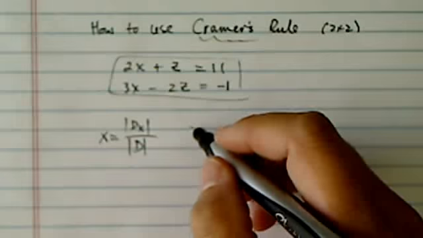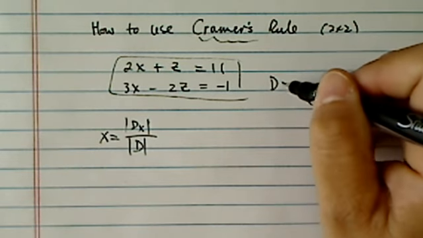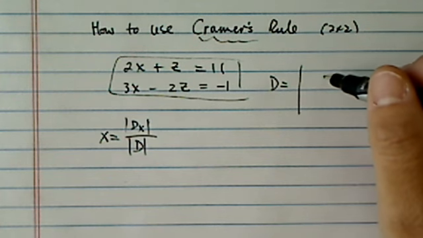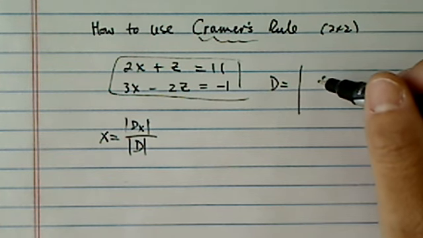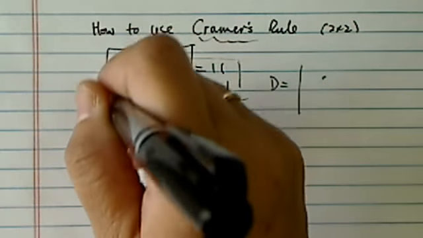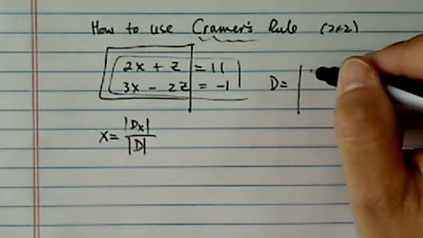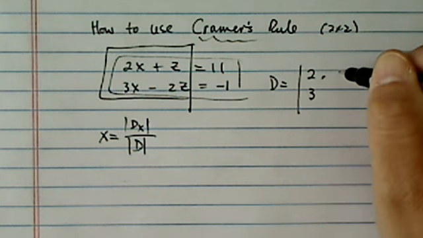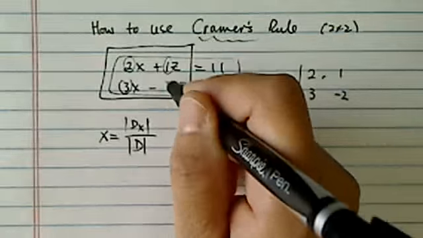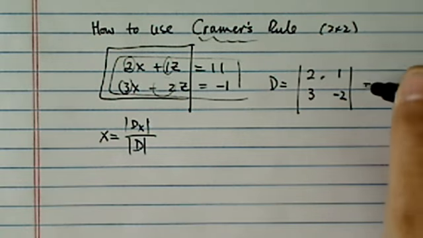equation here, and D, the system determinant, is what you get when you take all the coefficients from this half, because it involves the variables. So you have 2 and 3, 1 and -2. All I'm doing is reading the coefficients over here. Okay, and then you find a determinant.